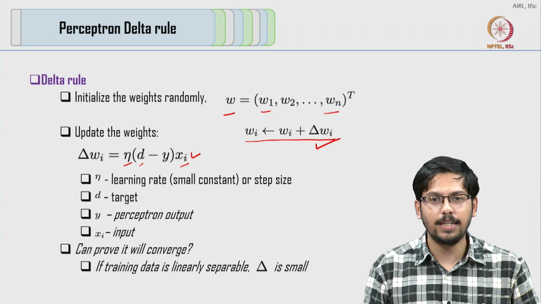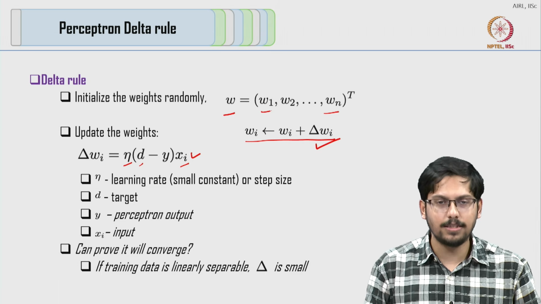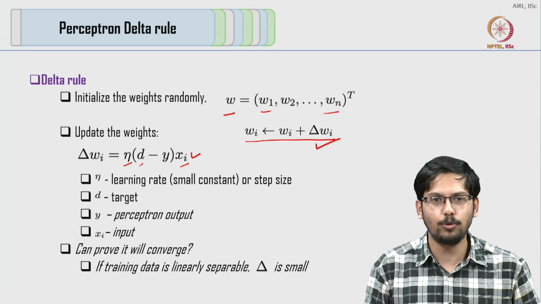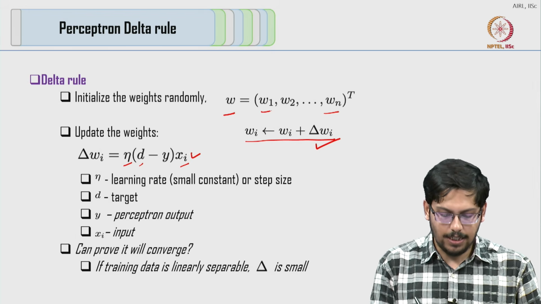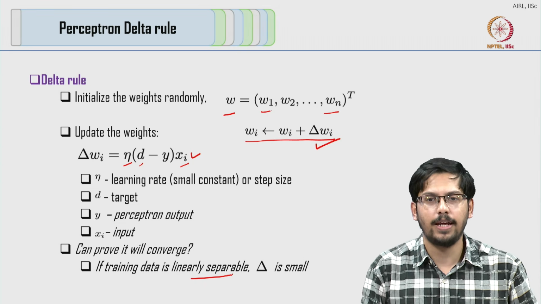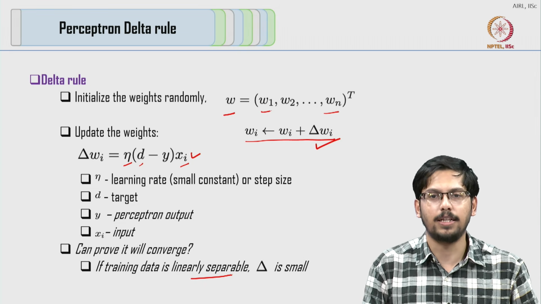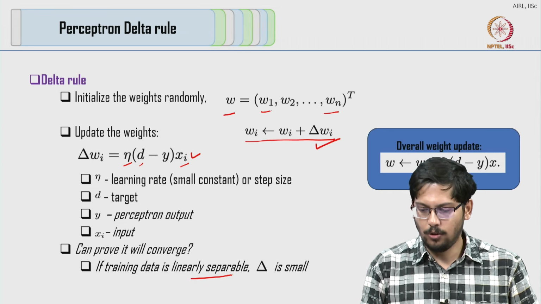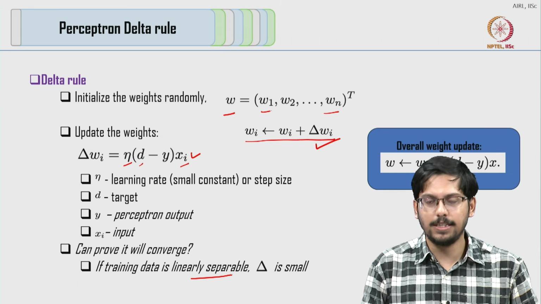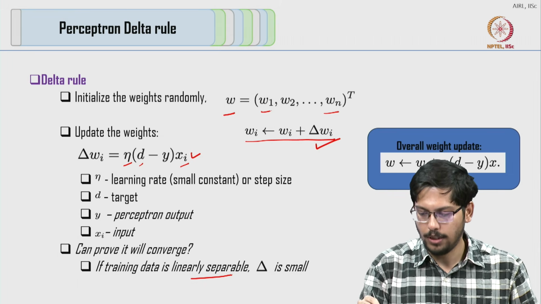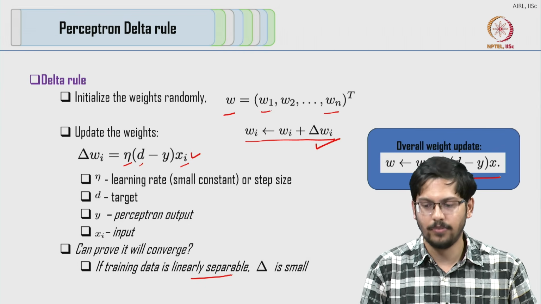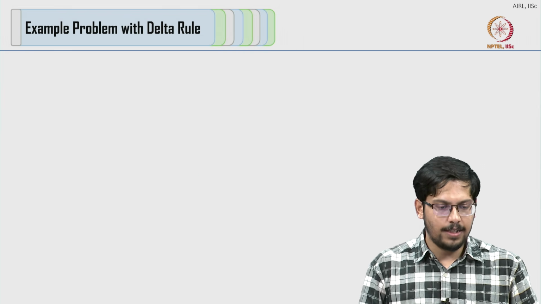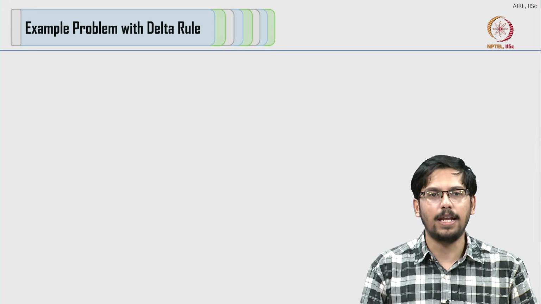Now once we are training the model, when we pass the input to the perceptron and get the output, we can use the delta W rule. Now if the training data is linearly separable, then the delta W would be relatively smaller. So the overall weight update is given by W is equal to W plus eta times d minus y times x. So what we will do is go over an example using the delta rule to update the weights.